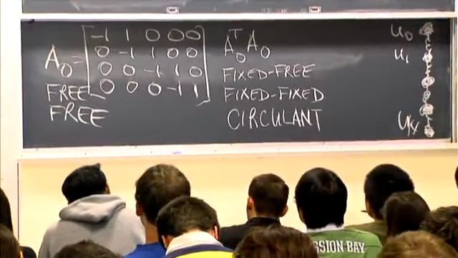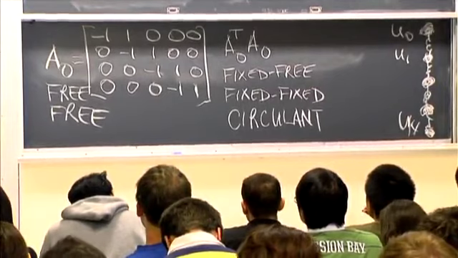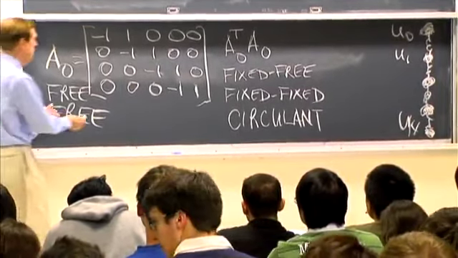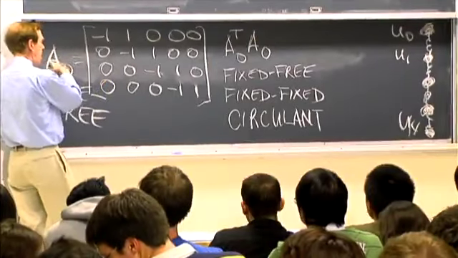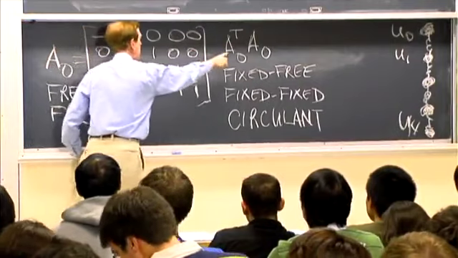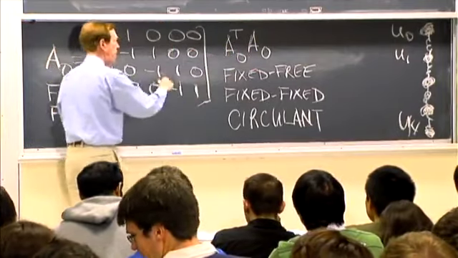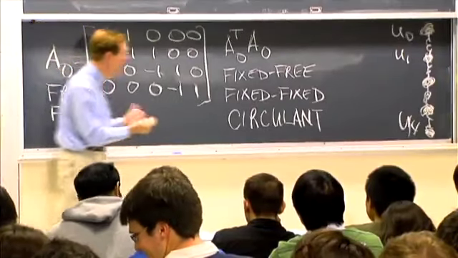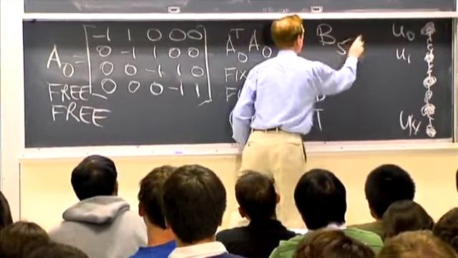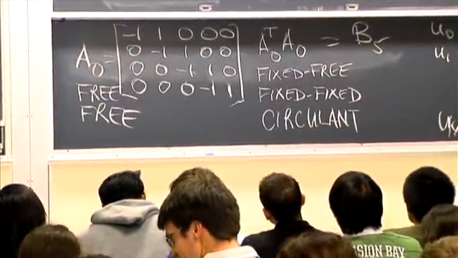B. It'll be the matrix B that has both ends free. And what size will it be? That's 5 by 4 times A naught, which is 4 by 5, so it'll be the 5 by 5 matrix B. Can I call it B5? Okay, so that was there as a hint.